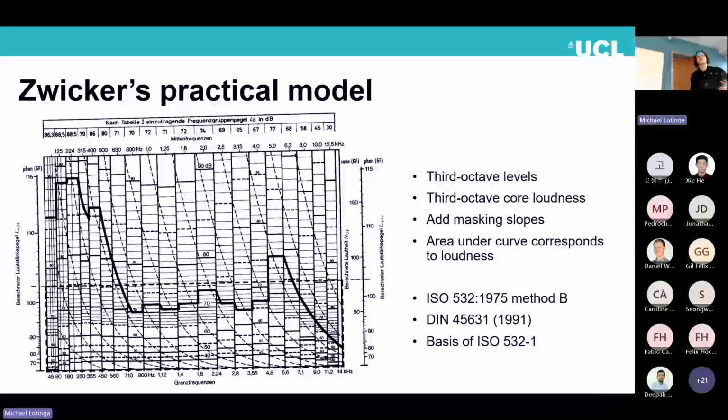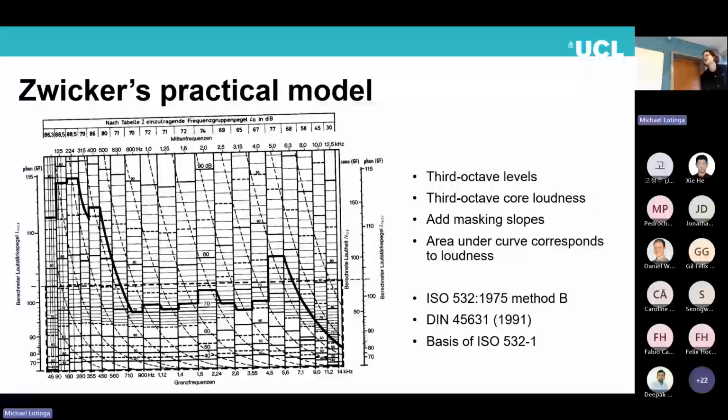You can measure third octave levels. They were widely available at the time. You measure your third octaves, and then you draw those third octave loudnesses into this table. After that, you draw the masking slopes parallel to the dashed lines that you see in the diagram. You connect all of that, and that gives you an area under your third octave level diagram. And that area corresponds to loudness.